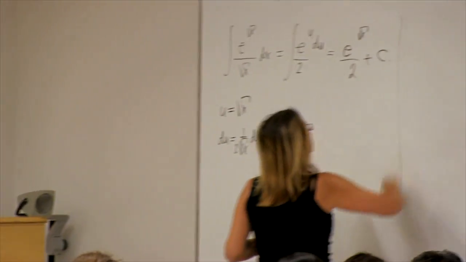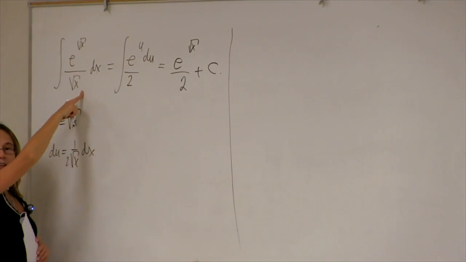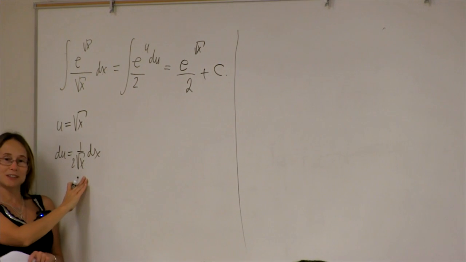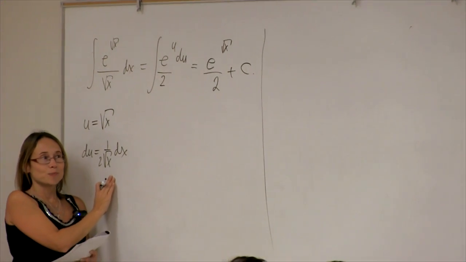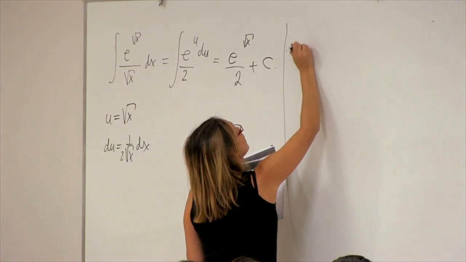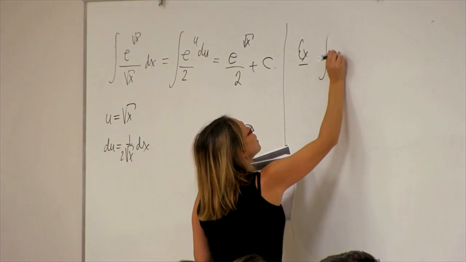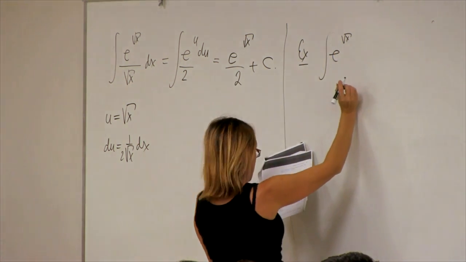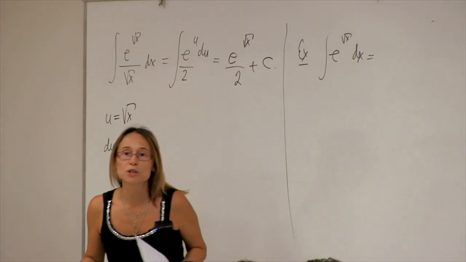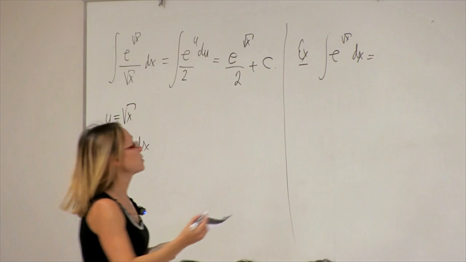How about if we don't have this convenient denominator? See, here it was very convenient to have 1 over square root of x because it provided for this derivative immediately. How about if we have e to the square root of x dx? Okay, we're going to try the same substitution and see what happens.